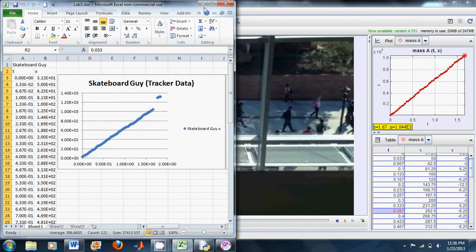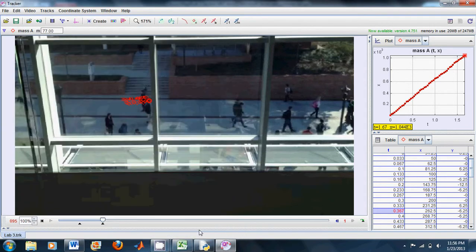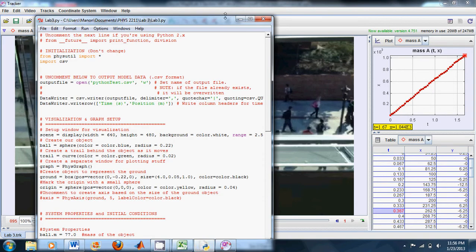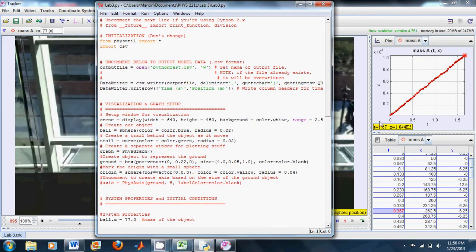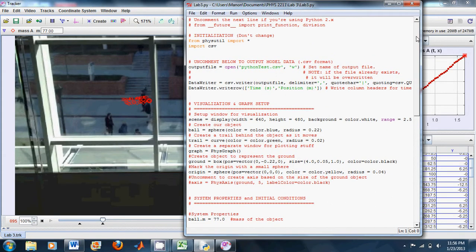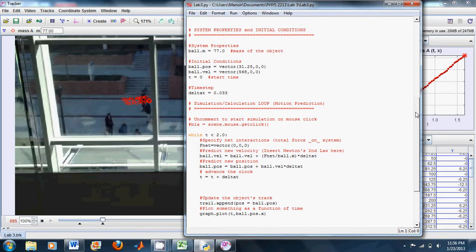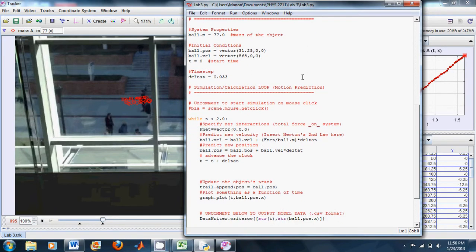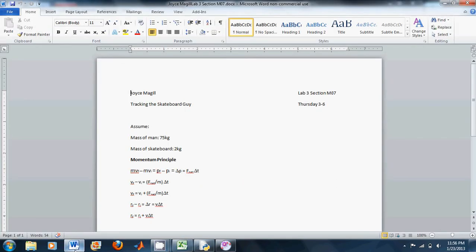Then after doing that, I went to VPython and I used this data to help me predict the movement of the guy on the skateboard. So for our initial conditions, we have the mass. I used 77 kilograms because we assumed the mass of the man to be 75, the mass of the skateboard to be 2 kilograms, which gives us a total of 77.